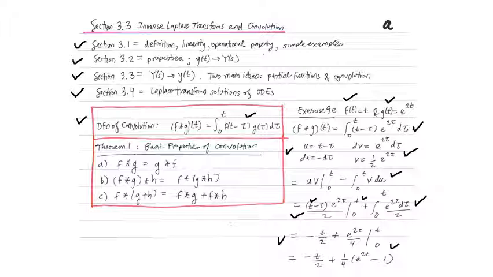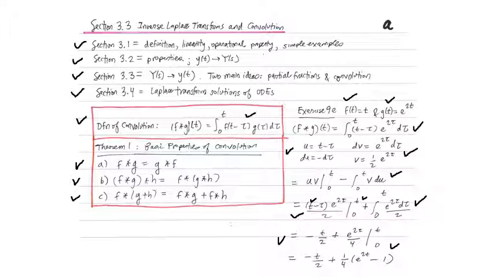Now there are some important properties of convolution that are listed in Theorem 1. We're going to look at the proof of property A on the next slide. The proofs of properties B and C are left as exercises.